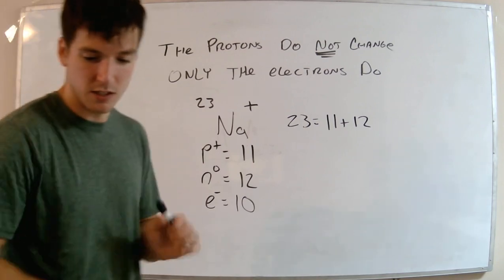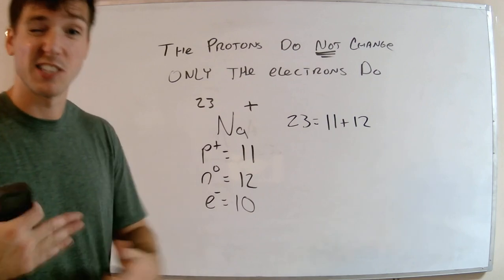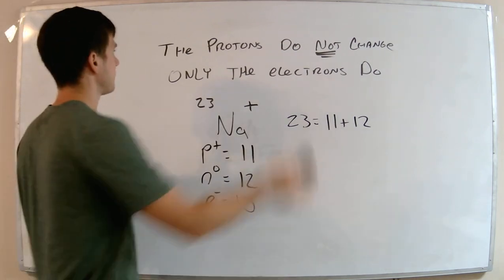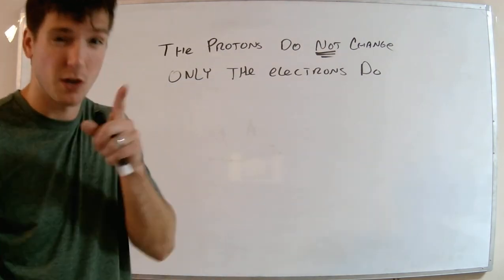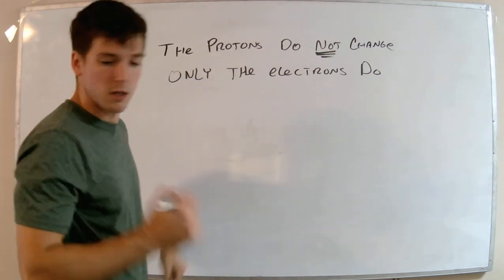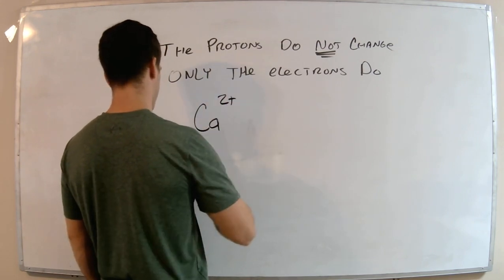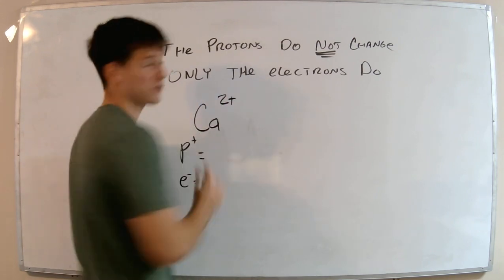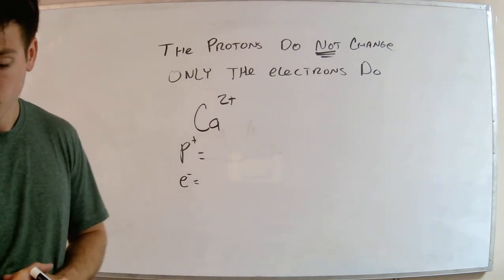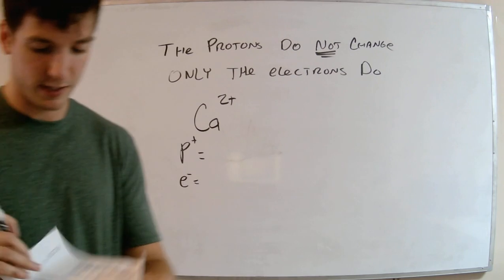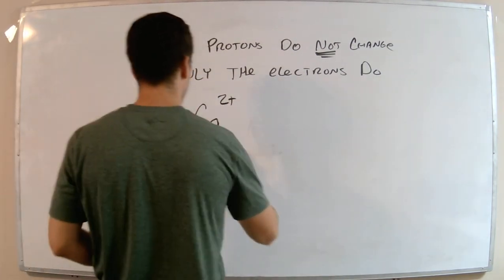Let's do another one here. Let's forego the mass number for a little bit, and let's just focus on the charge. Again, I'm leaving this up here because I want you to know, don't change those protons. Let's look at calcium 2+. Again, I'm just focusing on protons and electrons now. I look at calcium on the periodic table. It's an alkaline earth metal. It's got a 20 above it, so it's got 20 protons.